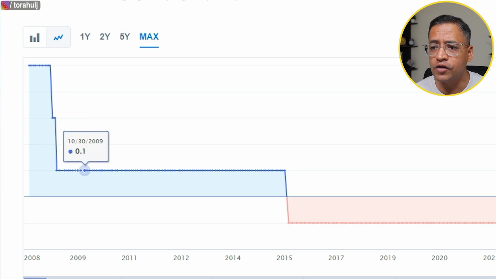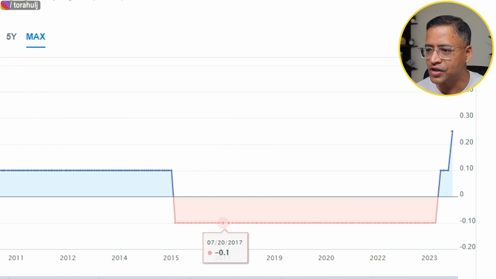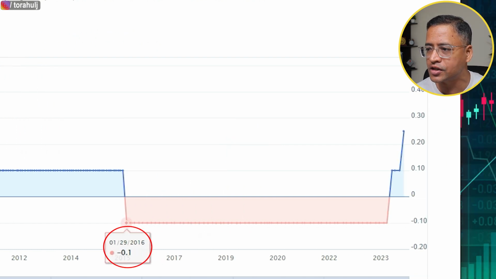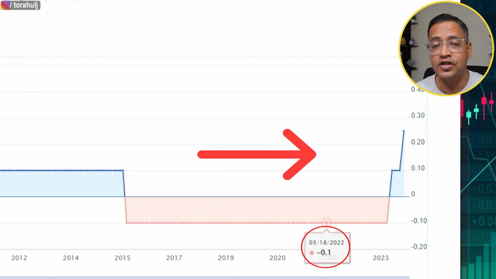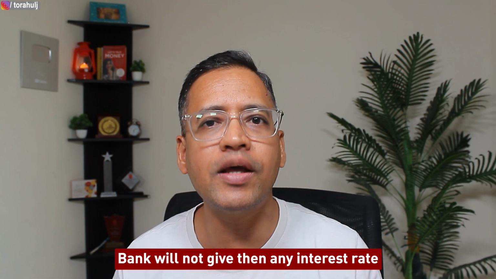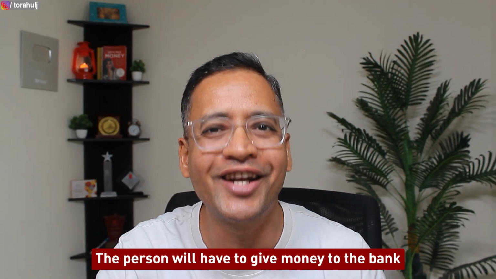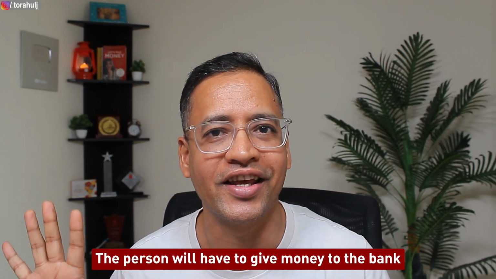And in fact, for a very long period from 2008 onwards, it remained very low at 0.10%. More interestingly, if you see this time frame here from 2016 onwards, this interest rate was negative, meaning that if a person deposits money in a bank, the bank will not give them any interest because it's a negative interest rate. The person will have to give money to the bank to keep that money safely. You won't see this sort of phenomenon anywhere in the world except what has been happening in Japan.